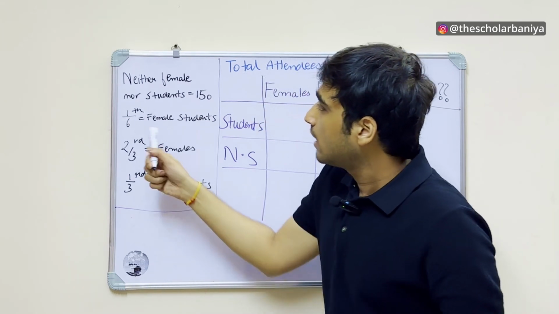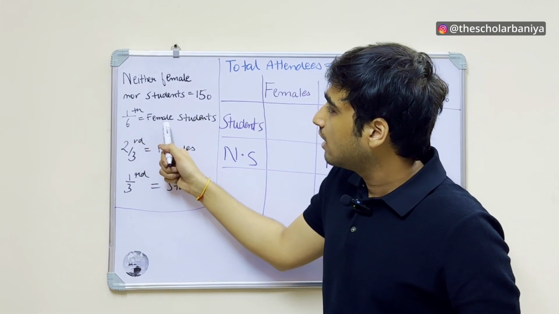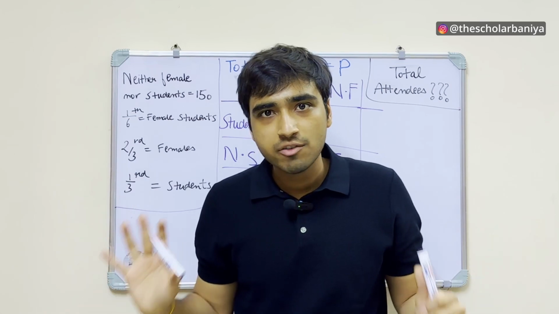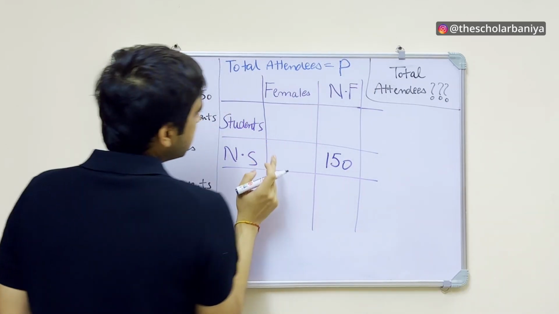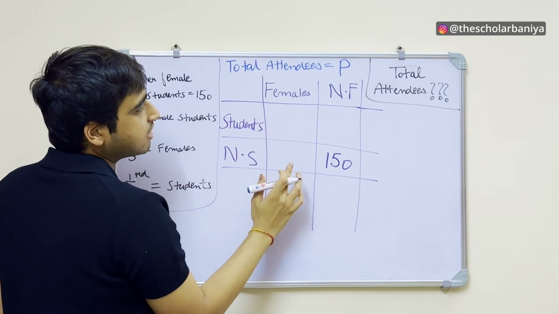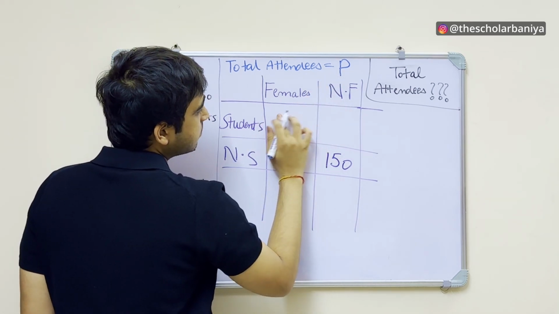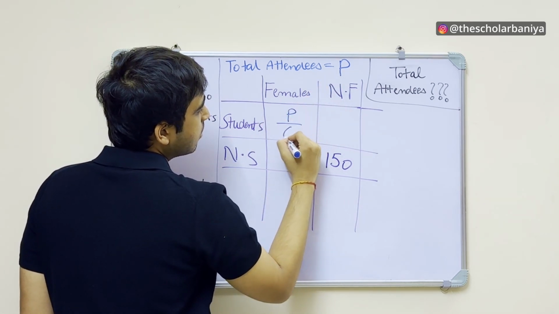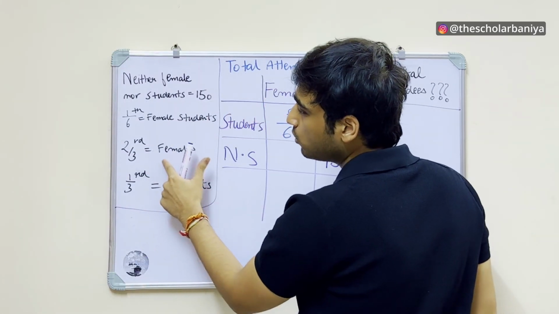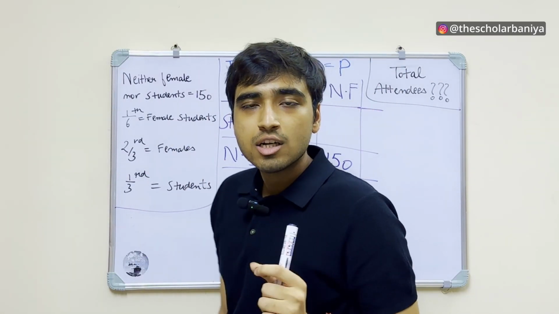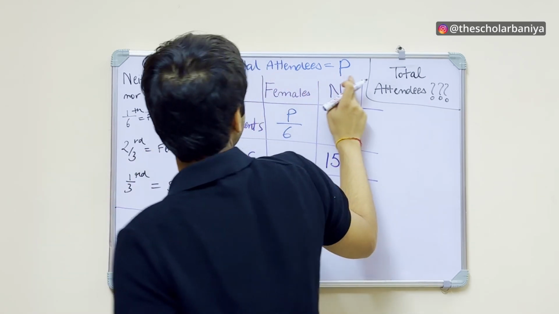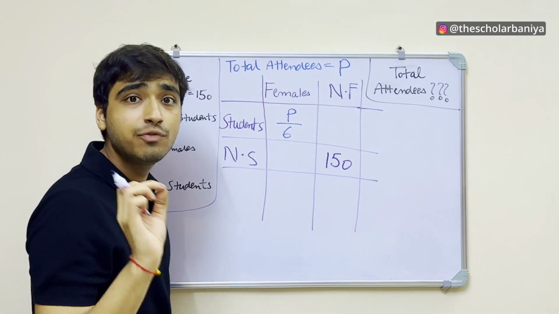Okay. Now 1/6 is equal to female students. That means 1/6 of all the attendees are female students, right? So what is female? Female is over here, student is over here. So this one. So 1/6 means P upon 6. I hope this should be clear, right? Now 2/3 is equal to females. So 2/3 means 2/3 of all the attendees. That means 2P upon 3 is females.